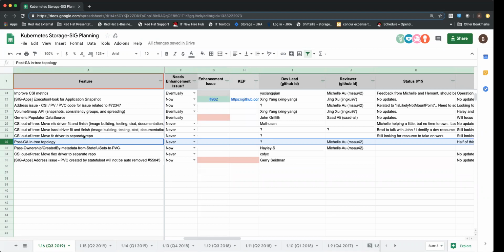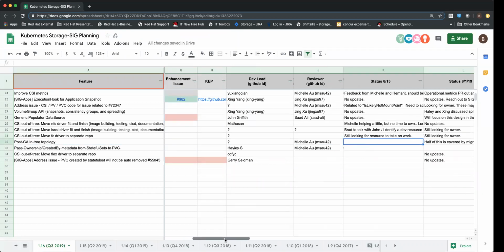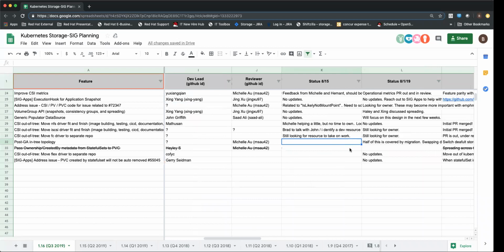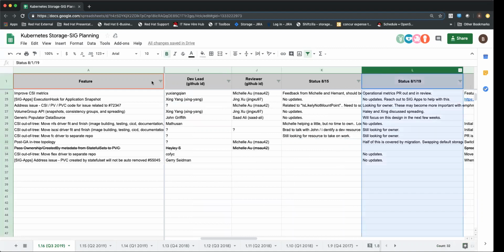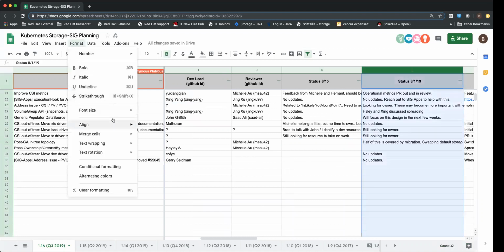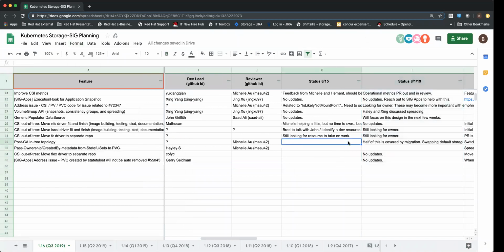Pushing tree topology. We didn't have a lead for this. Do you want to check the status of this last time? See what that was. So half of this is covered by migration. Yeah, you can put my name down on it, but I'm probably not going to be able to make progress on it this quarter. I think it's fine. Go ahead.